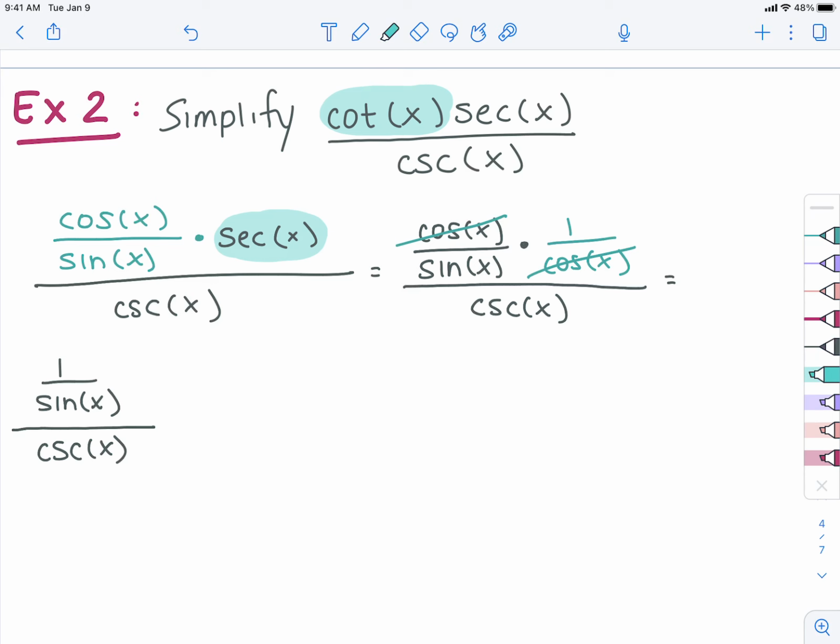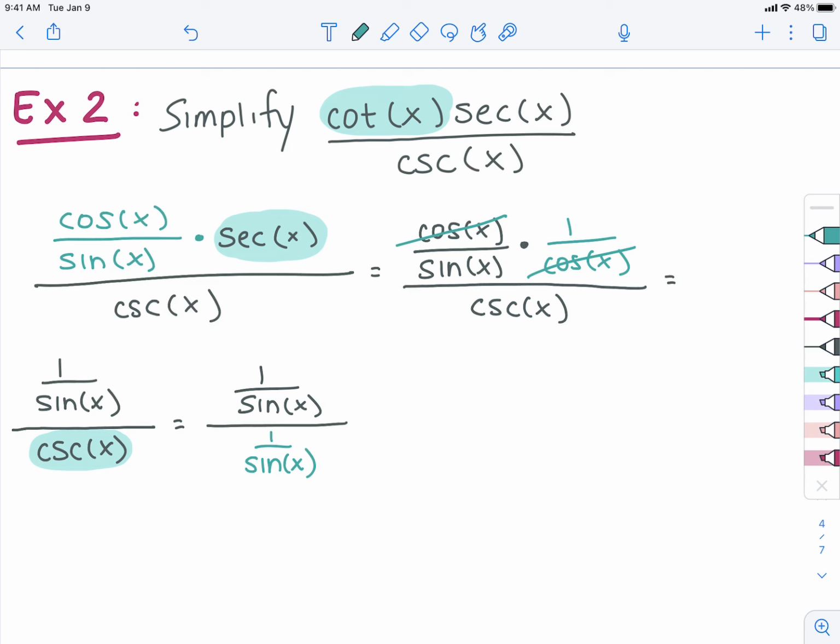So there's nothing I can simplify anymore in my numerator, so I'm going to rewrite cosecant of x. I'm going to rewrite cosecant of x to be 1 over sine of x. So when I do that, I'm going to keep my numerator as 1 over sine of x, all over my denominator is 1 over sine of x.